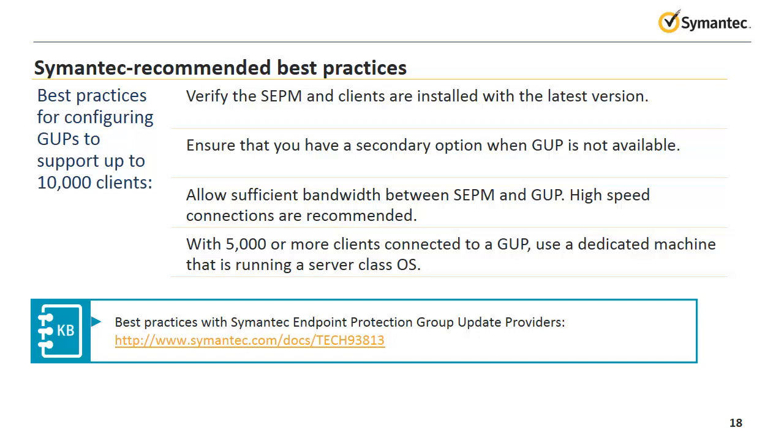Ensure that the machine used as a GUP has sufficient reserves of CPU, memory, and disk capacity to allow for its normal operations while serving as a GUP. GUPs must have enough physical hard drive space to cache content. A minimum of 1 gigabyte is recommended. For more information on this topic, see the KB listed on the screen.